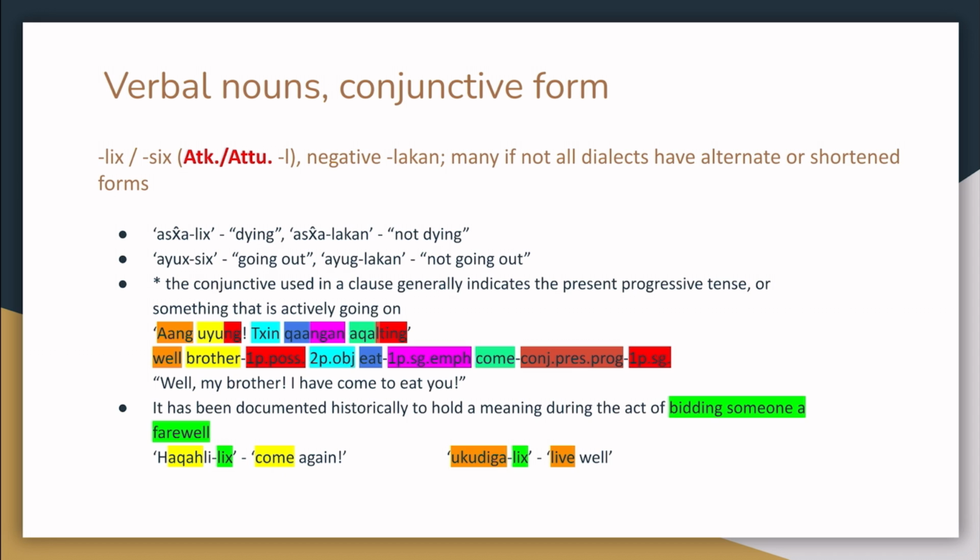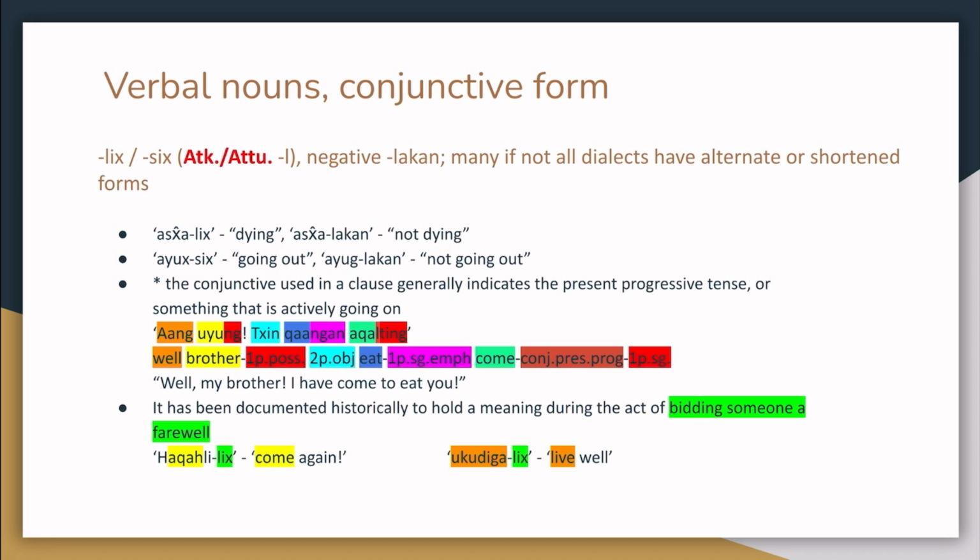And historically, at least in some dialects, it has been documented to be used during the act of bidding someone a farewell. So if someone leaves and you have a different greeting or a different wish that you're telling them, then you would use this form as well. So in this example, hakah, come again. You can see here that you're putting the h after again because you're wishing it to one particular singular individual. So aka means to come, but this h that they put at the front, that could be a dialectal thing.